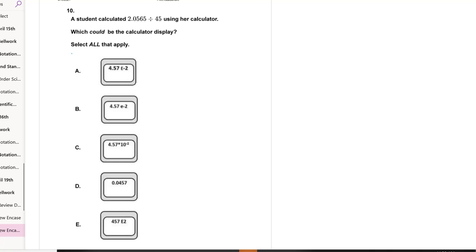Number 10, a student calculated 2.0565 divided by 45 using her calculator. I'm going to go ahead and tell you that when you do that, this is what you get. Okay, so this is 457 hundredths, thousandths, 10 thousandths. So if I wrote it as a fraction, 457 10 thousandths. That's what that looks like.